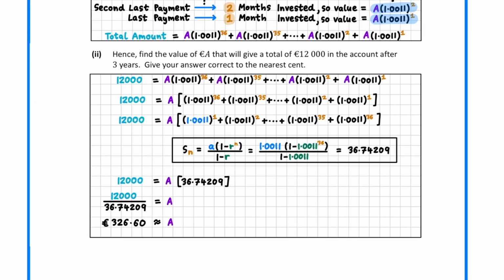In part II, we need to find the value of A that will result in having €12,000 in the account after the 36 months. To begin, we set the expression we obtained for the total amount equal to 12,000. Then, we factor out the common factor of A from the right-hand side. Next, we apply the formula for the sum of a geometric series. Here, the first term, A, is 1.0011, the common ratio, R, is 1.0011, and the number of terms, N, is 36. From here, we divide both sides by the value of this sum, then use our calculator and round off to get our final answer.